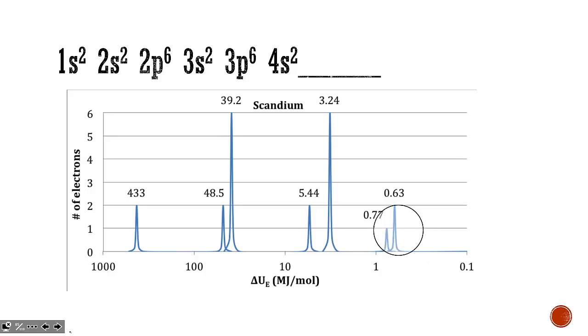The d orbitals are actually inside of that energy level. In fact, if we kept going from scandium all the way to zinc, this spike will start migrating. This will not. This will stay relatively the same. It might go to 0.7 or 0.8, but it's not going to move very much. But every time we add another proton or electron, this spike is going to migrate more and more and more until when you get to zinc, they almost overlap.